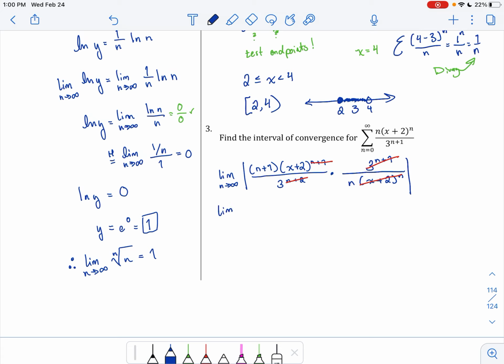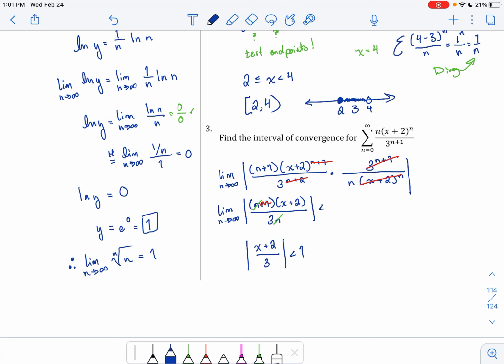So I'm going to then be looking at the limit as n approaches infinity of the absolute value of n plus 1 times x plus 2 in the numerator over 3n in the denominator. Now, since we're going towards infinity, this plus 1 on the n isn't going to have much of an effect. And so then as n over n, they cancel here. Now that we have no n terms, the limit as n approaches infinity stops mattering. So we're just interested in x plus 2 over 3.